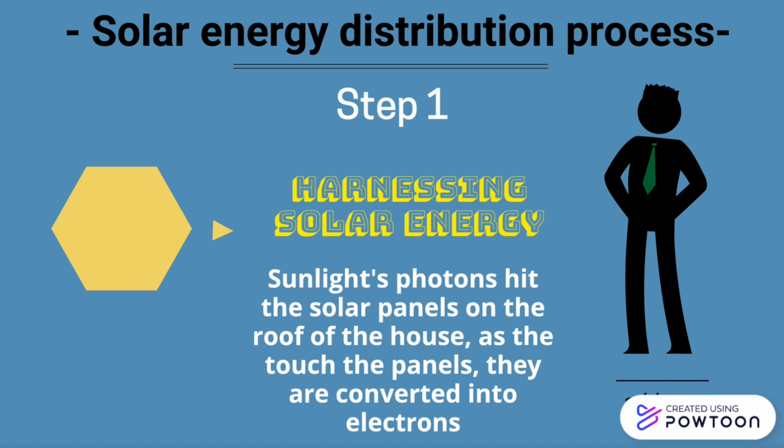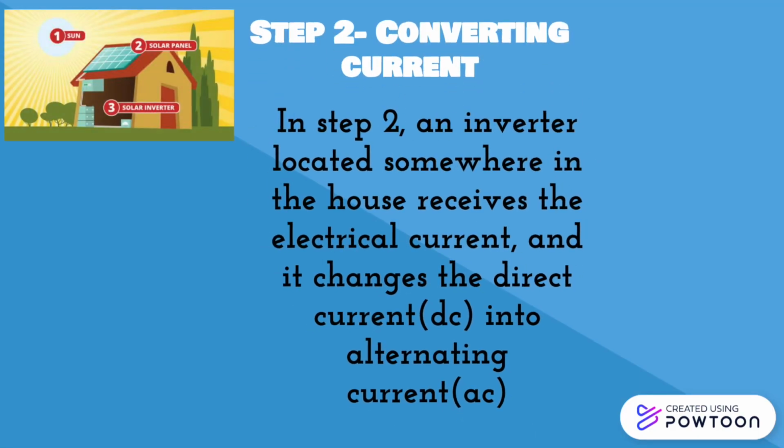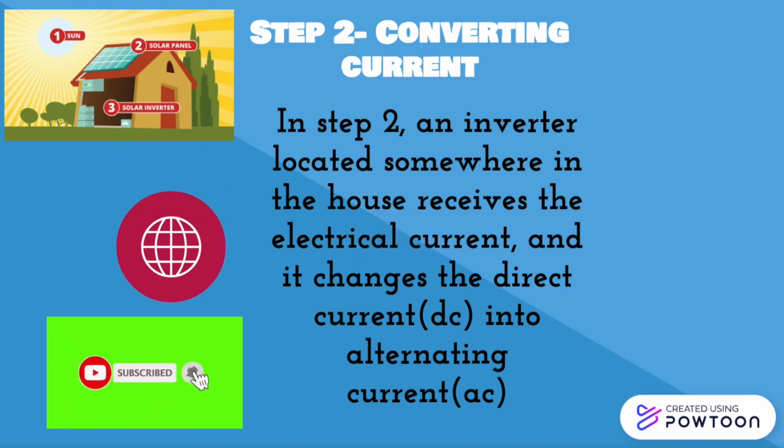That brings us to the second step, which is going to be step number 2, converting current. In step 2, an inverter located somewhere in the house receives the electrical current, and it changes the direct current into alternating current. Now, before we even move forward, what's direct current and what's alternating current?